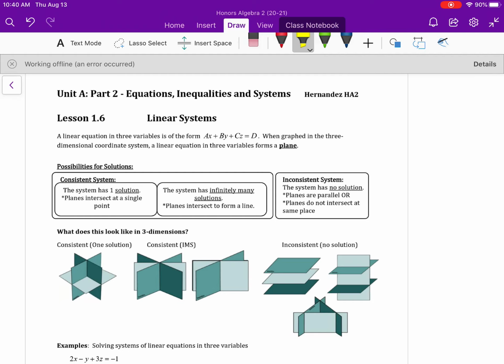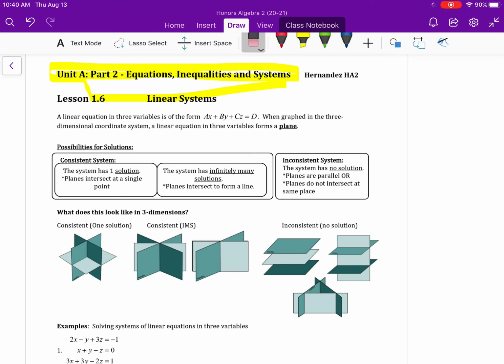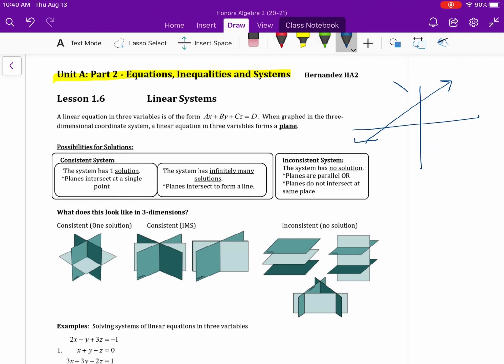All right, so this is one of my very favorite topics in Algebra 2, and it has to do with systems. When we're talking about systems, instead of doing two variables like you did in Algebra 1, we're going to work with three different variables. If you remember in Algebra 1, whenever we were looking at systems of two variables, we were just finding the intersection of lines, right?